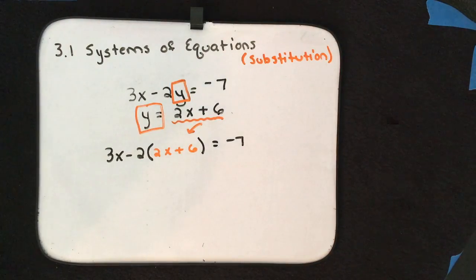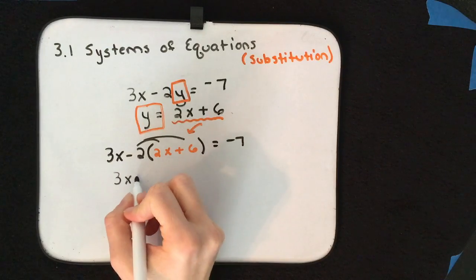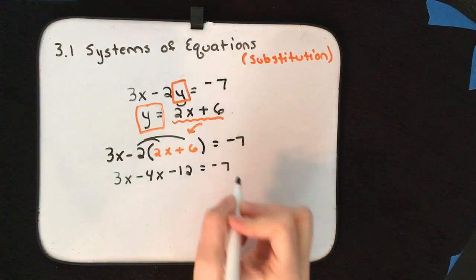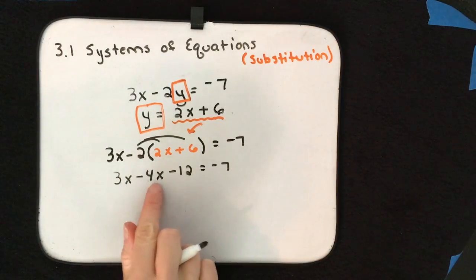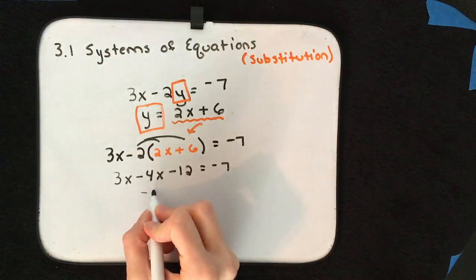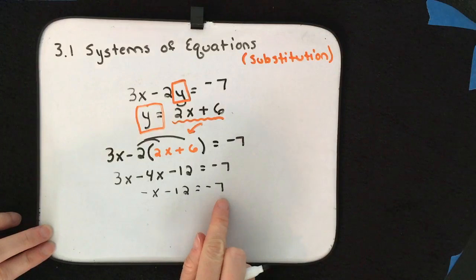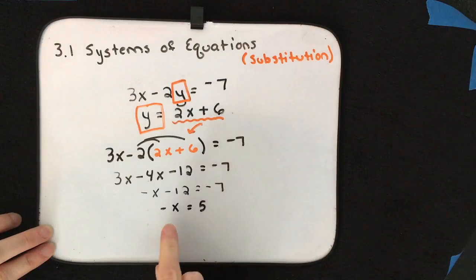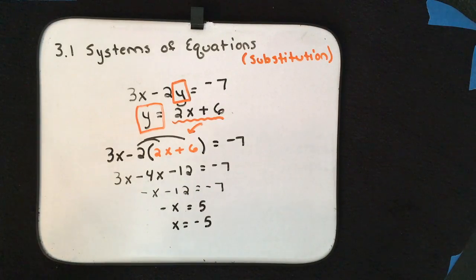Now we can solve. The first step to solving is to do our distribution of the negative 2 from right here. So we have 3x minus 4x minus 12 equals negative 7. Then we can keep going. Let's clean this up. 3x minus 4x is negative 1x. If we add 12 to both sides, divide both sides by negative 1, we found that x equals negative 5.